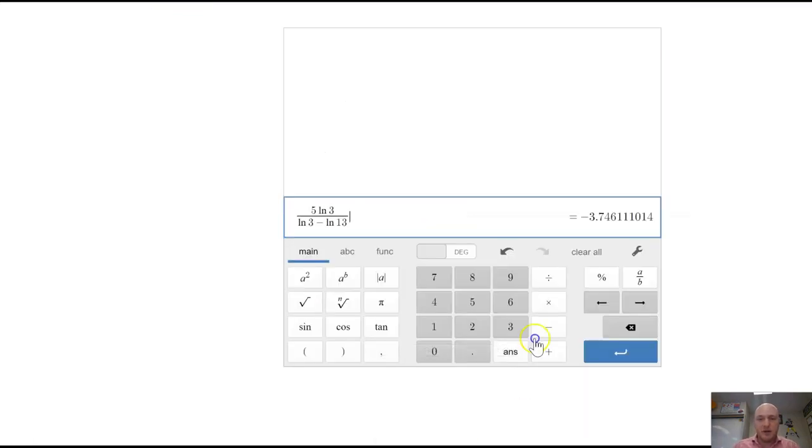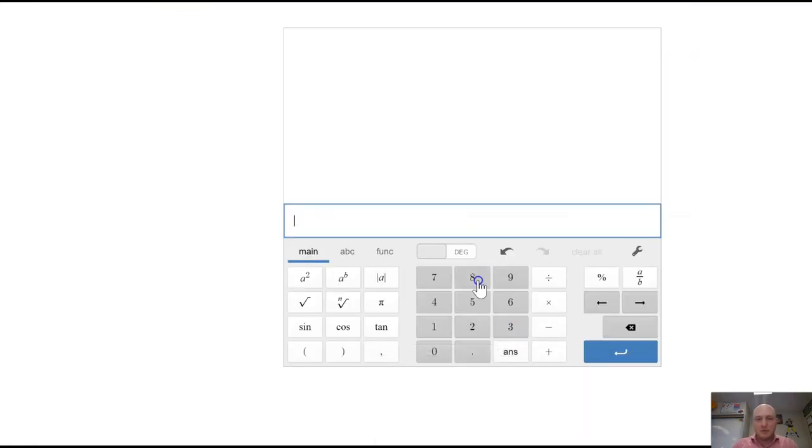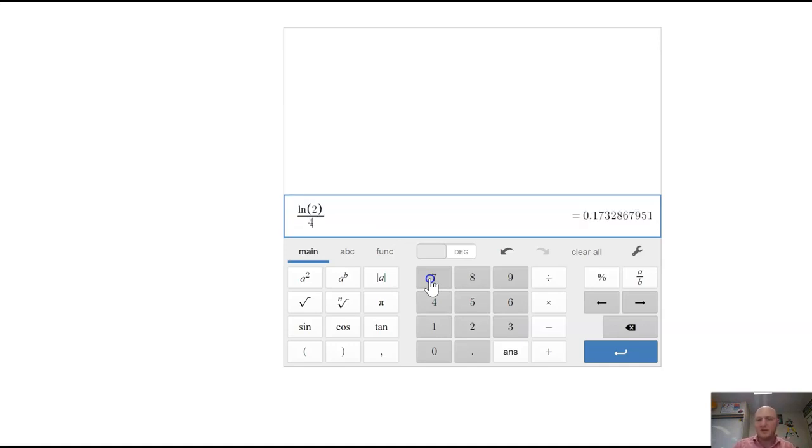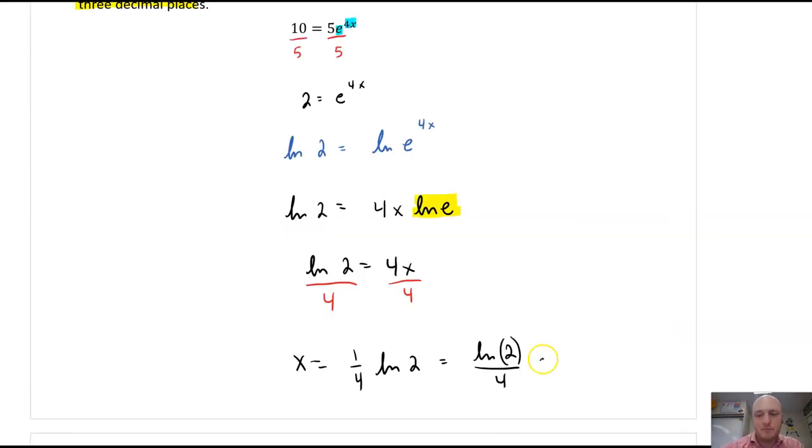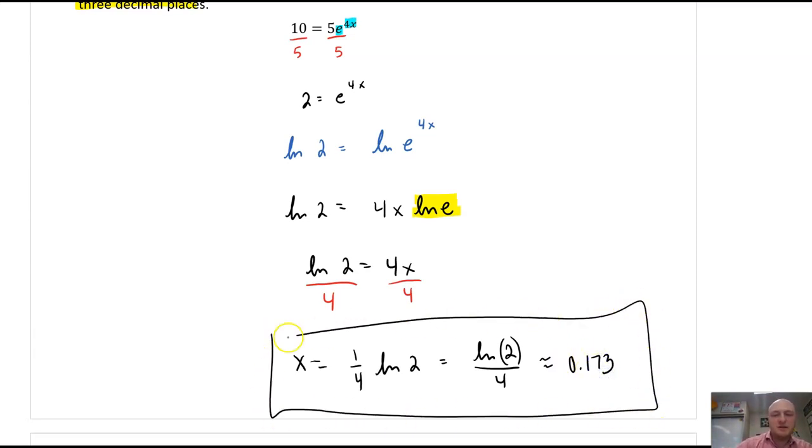We want an approximate solution as well. So I'm going to say, what's the natural log of 2 divided by 4? Looks like we get 0.173. So there is your exact solution and your approximate solution.